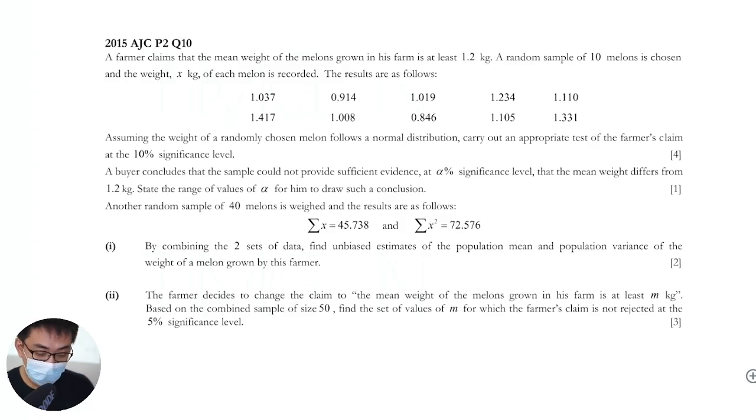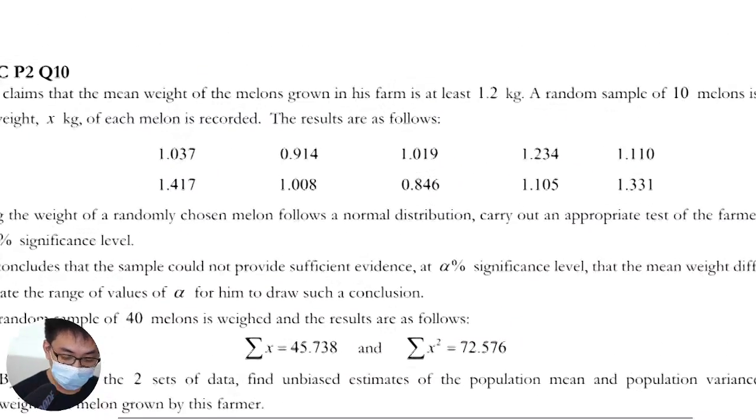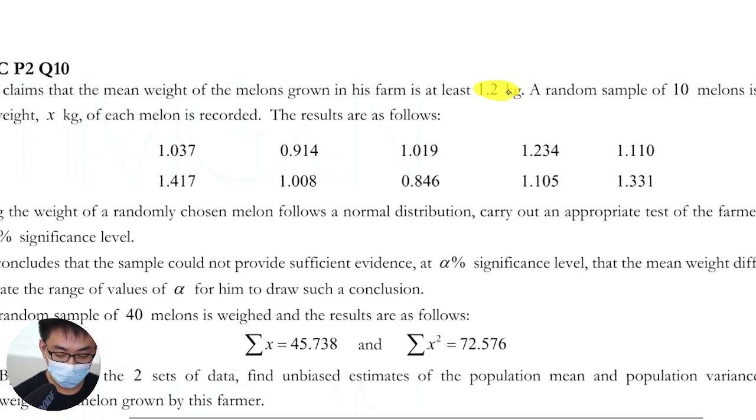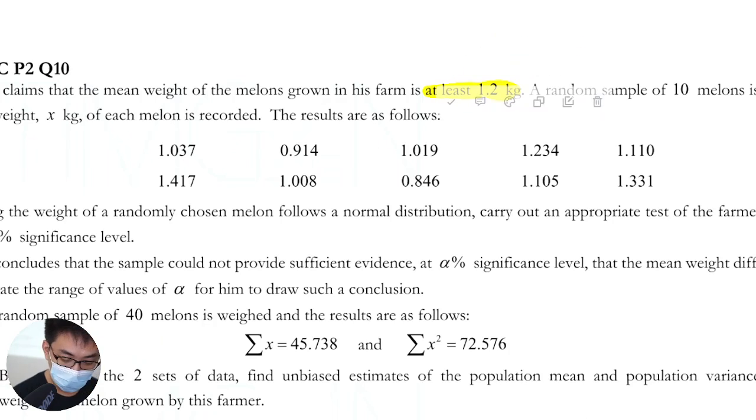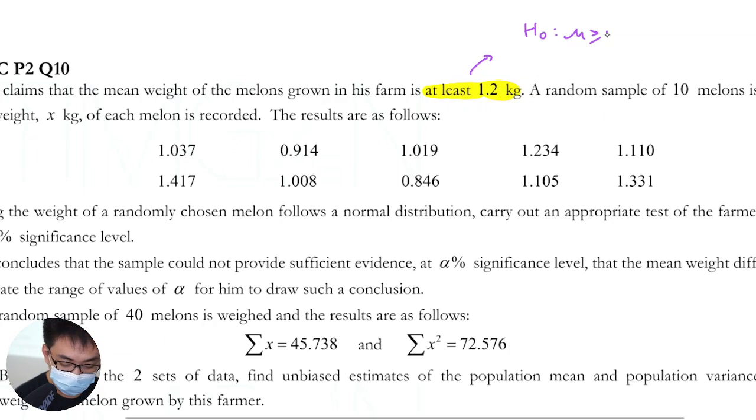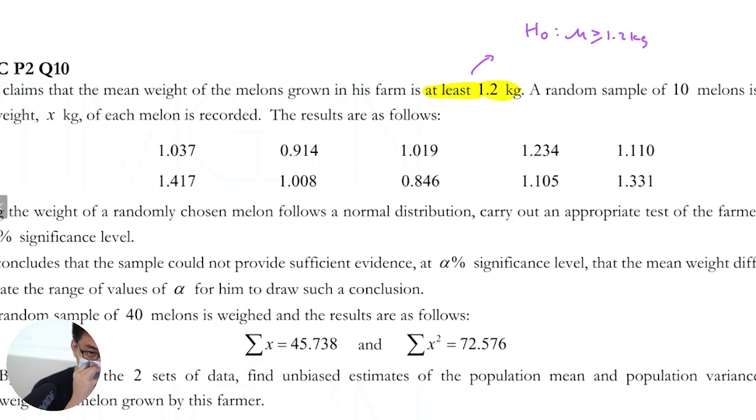A farmer claims that the mean weight of the melons grown in the farm is at least 12. So this is the "at least 12". Some of us will think that H naught is at least 12 kg. Is this wrong? No, it's not. It's just that it's not in your syllabus, but it's not wrong to write like that.